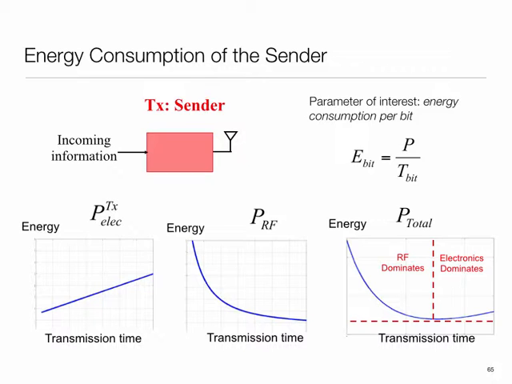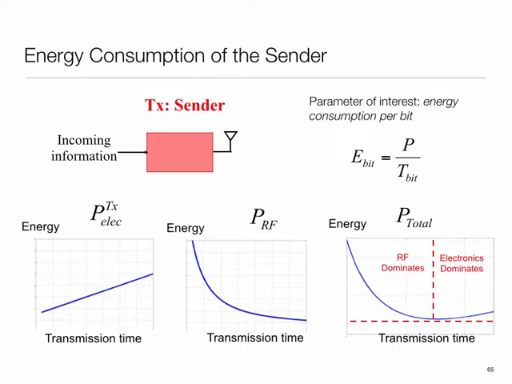If on the other hand, I'm looking at long distance transmission, a cellular or a long Wi-Fi link, then I'm going to be almost always RF dominated. And therefore, that's another way of saying that the bottom of the curve is going to be way to the right.